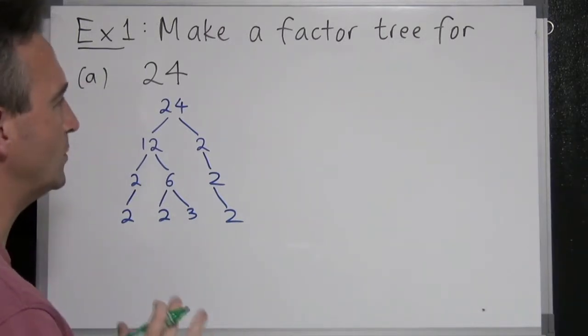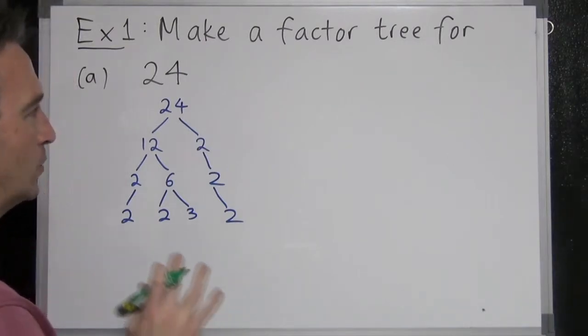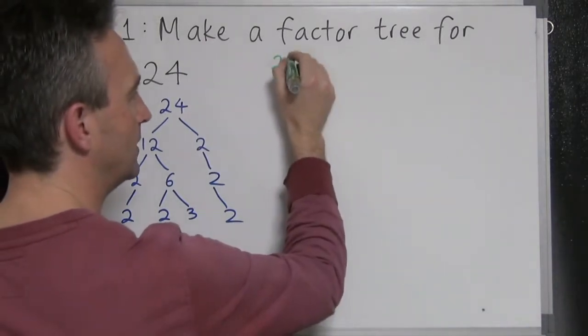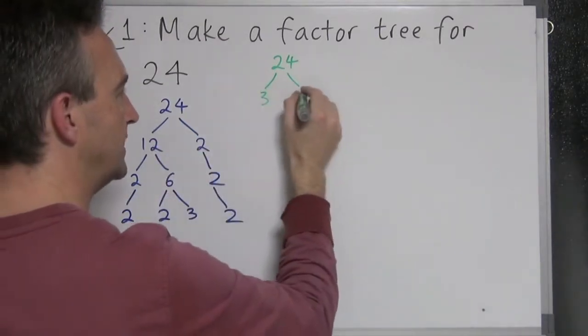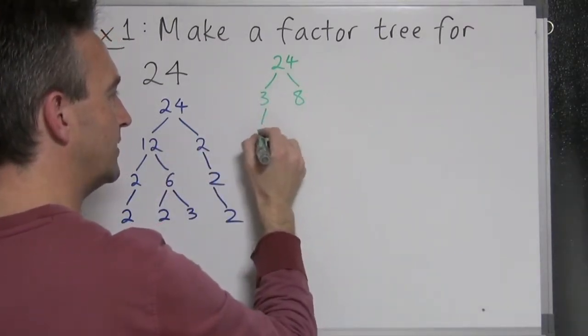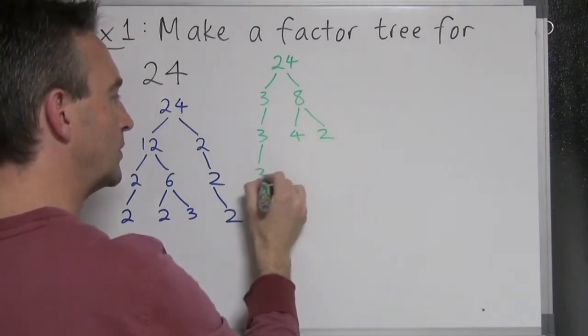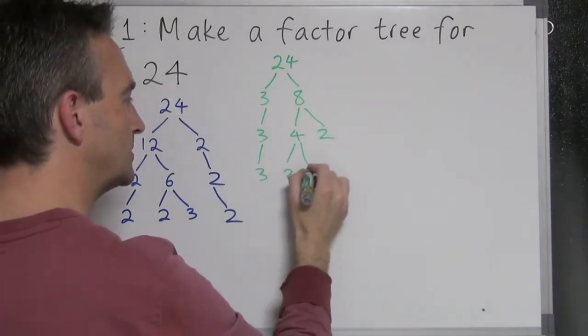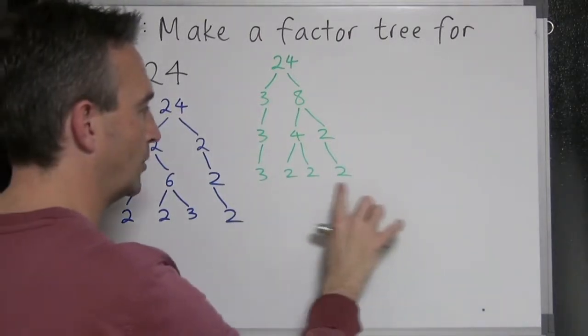There is actually more than one way to do a factor tree, but the answers at the bottom should never change no matter what the number. For example, if I do this again, and instead of 12 times 2, I do 3 times 8. Bringing this down, 3. 8 is 4 times 2. Keep going, bring that 3 down, and the 4 becomes 2 times 2. And bring this 2 down, we end up with the same numbers at the bottom.